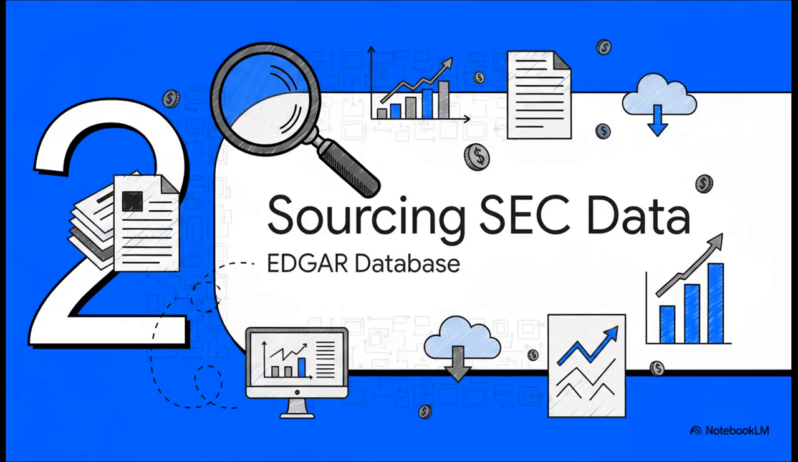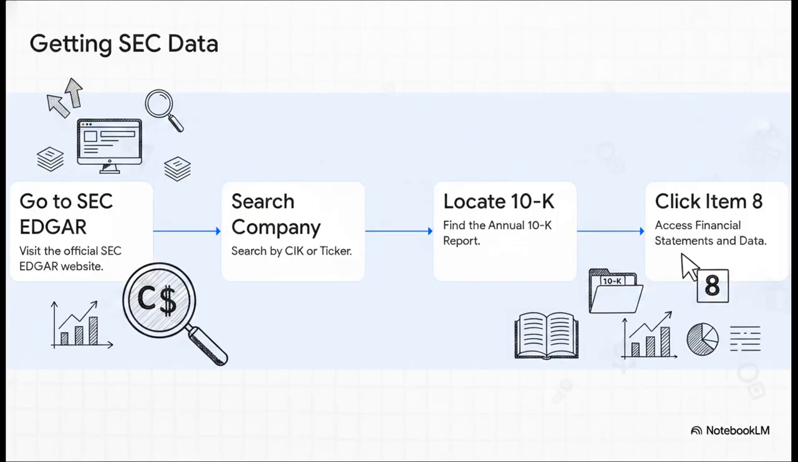Okay, moving on to Section 2. Sourcing SEC Edgar data. Now, this is the phase where we go hunt down the official, publicly available financial data. To invest in any publicly traded company, you can pull their annual reports straight from the U.S. Securities and Exchange Commission database using a really simple 4-step procedure.